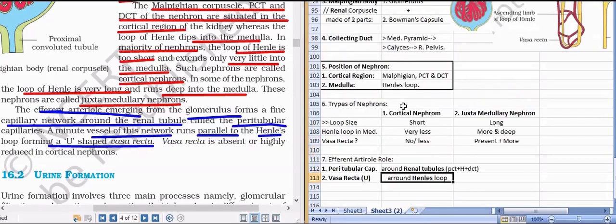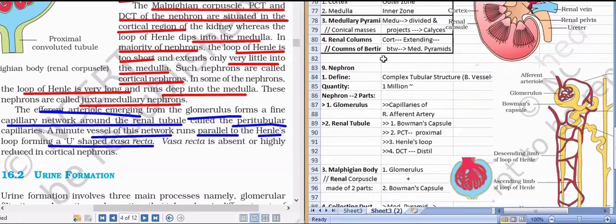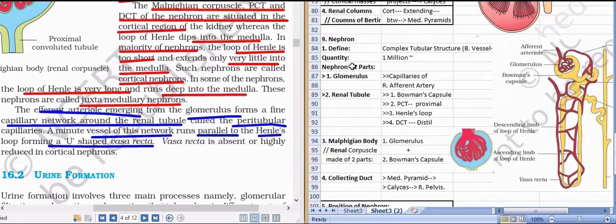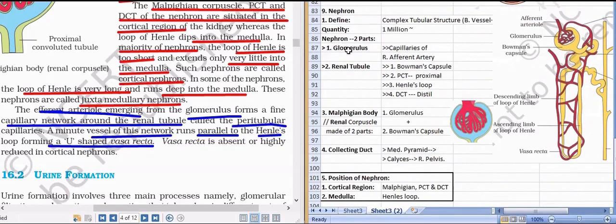These are nodes. Understand? Nephron, its definition: it has two parts. Glomerulus, which is a blood vessel, and next the renal tubule: Bowman's capsule, PCT, Henle's loop, and DCT.